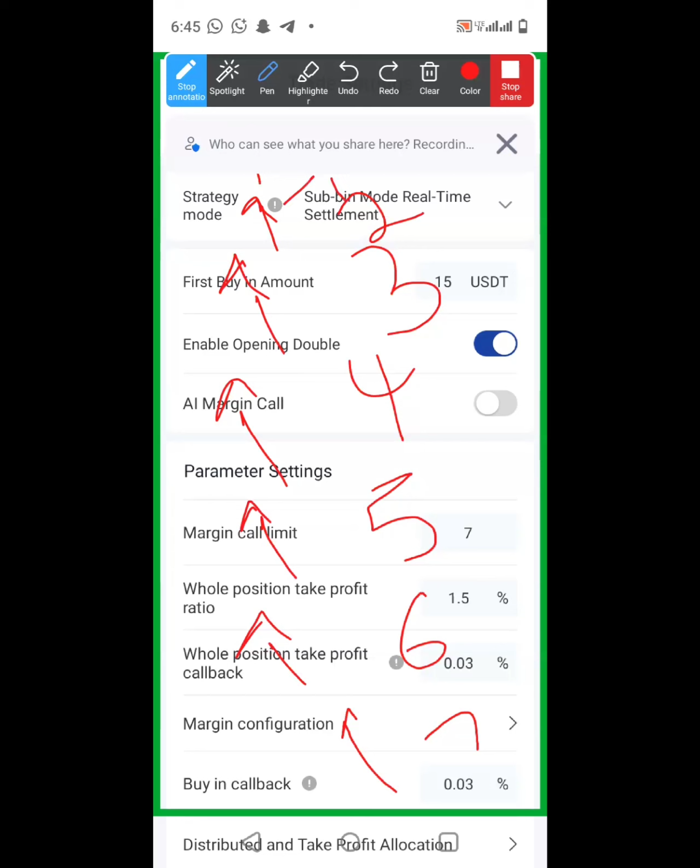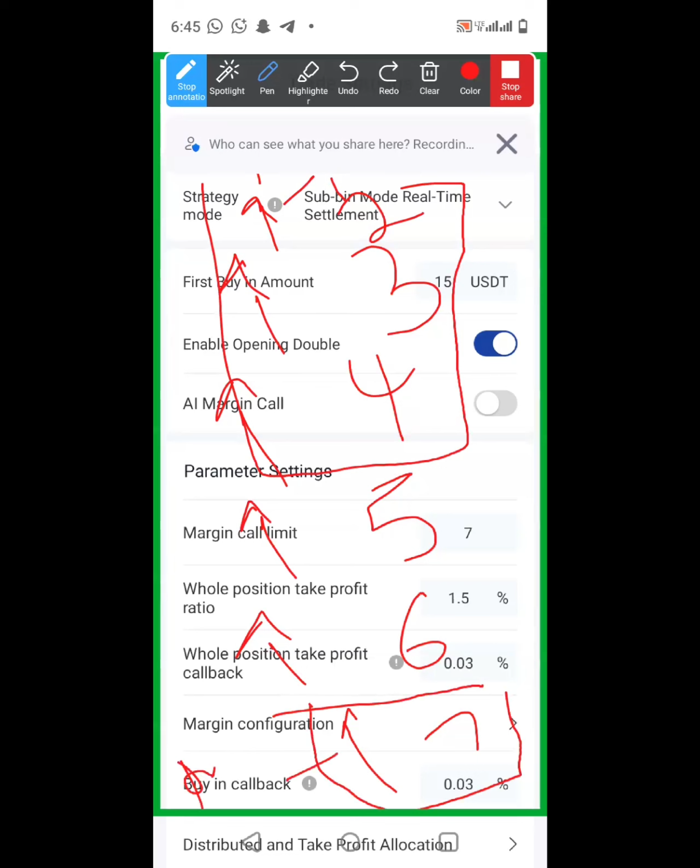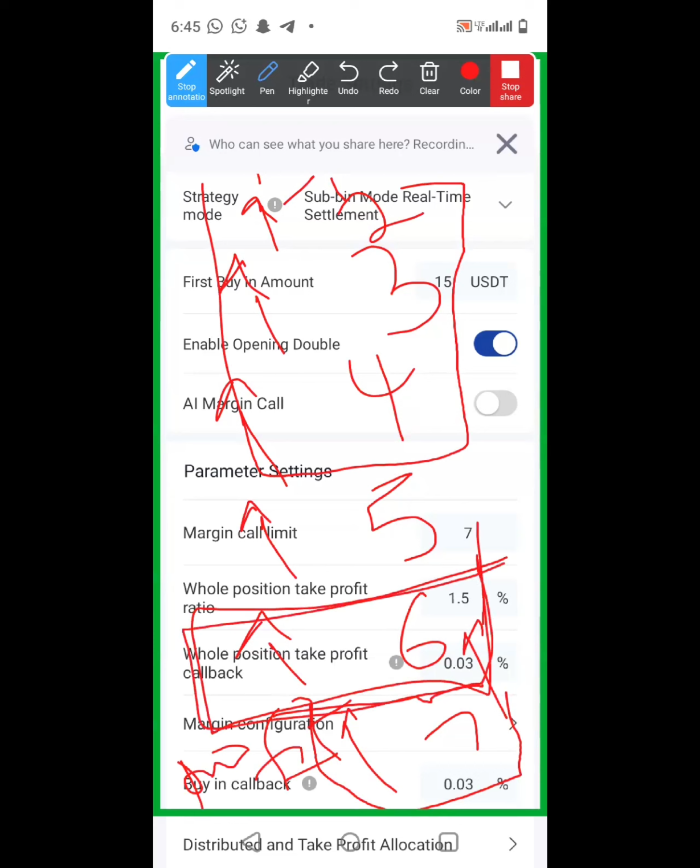Now, if you are using warehouse mode, it means that it's going to sell this at once. But if you are using sub-in real-time settlement, the robot will do what we call sub-sell. So the robot will be selling this separately to give you profit. And once it gives you profit, it's going to charge you from your gas fee. And when the market comes up again, it's going to sell this off because it bought this at a low price for you and kept it for you.